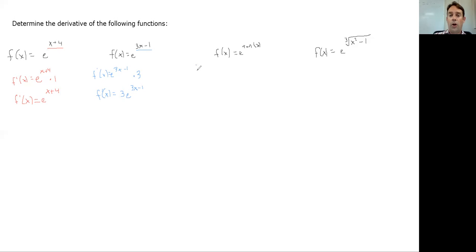How about this one? f prime of x equals e to the tan x, and then I'm going to multiply by the derivative of the exponent. So the derivative of tangent x is secant squared x. Or secant squared x times e to the tangent of x.